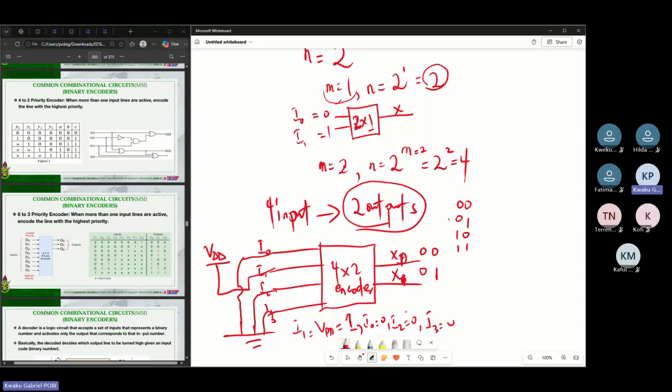In another case, if I activate just I2, it means only I2 will be connected to VDD, which is a high. And in that case, 2 is represented in binary as what? A 1 and then a 0. And then in the last case, if I implement only I3 as the high, then I'll end up getting 1, 1 as the representation for I3 in that case.